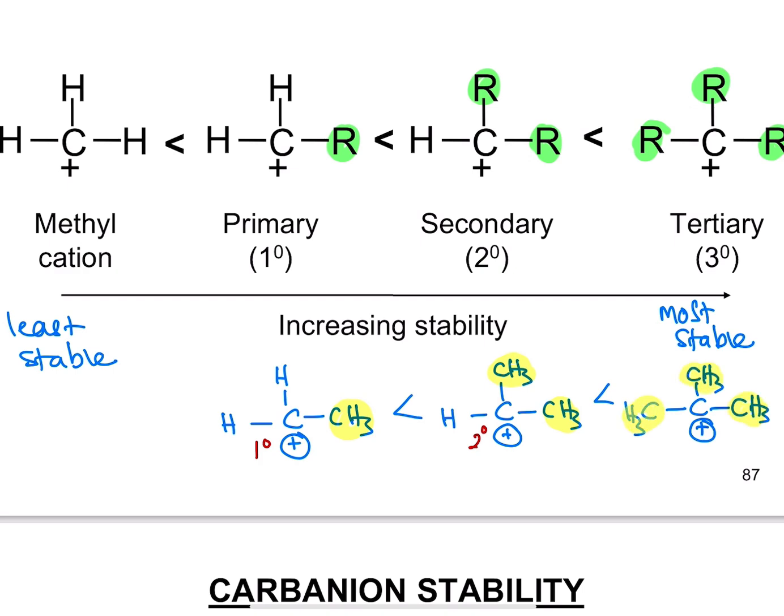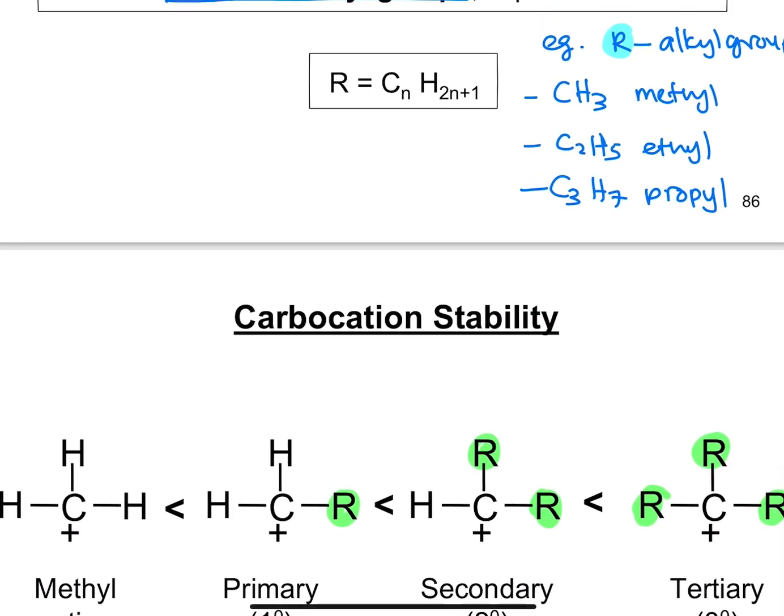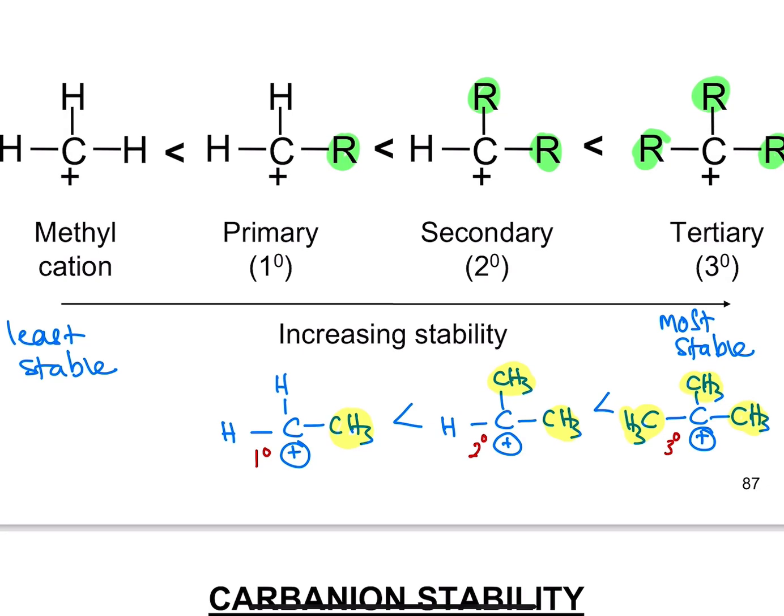Now, methyl group is an example of R group. Okay, alkyl groups, as you can see here, saya dah beritahu. These are some examples of R groups. So, when the R group increases, in this case, methyl group increases, the stability of the carbocation also increases.